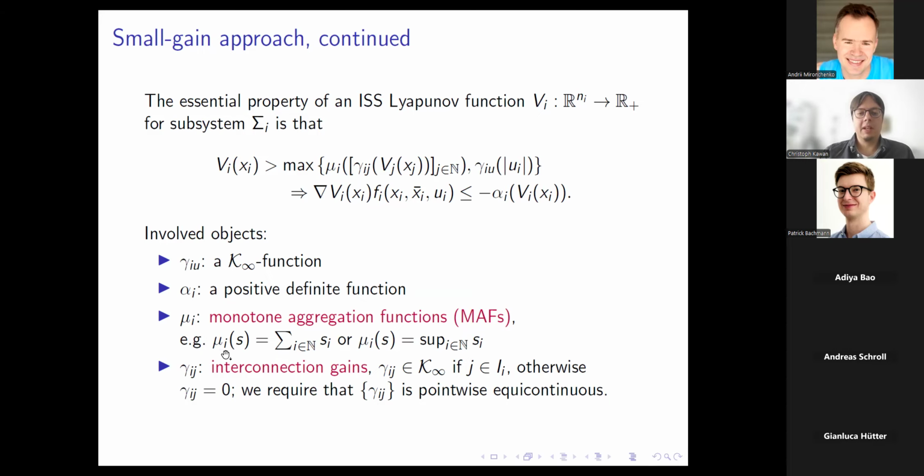By letting this mu_i vary through a lot of possible different functions, I'm allowing a lot of possible different formulations of the ISS Lyapunov function property or this implication. So a lot of different formulations of ISS, like a sum type formulation or a max type formulation, and also a lot of others. So that's basically the idea here.